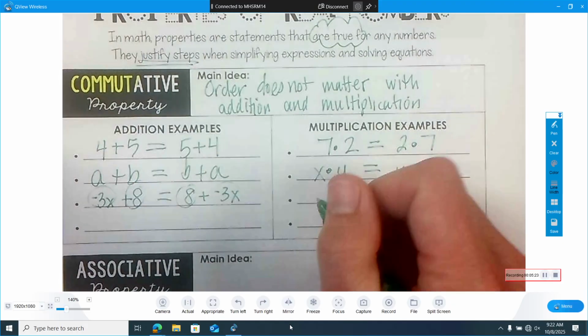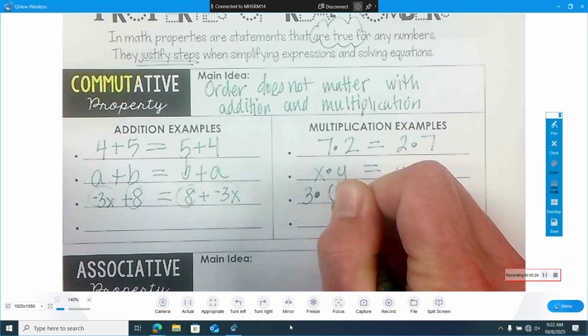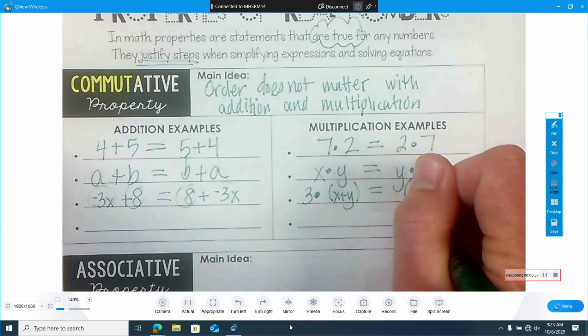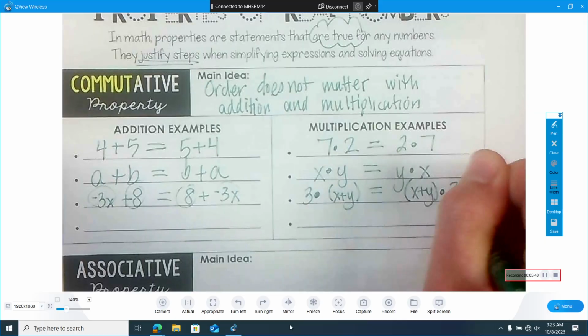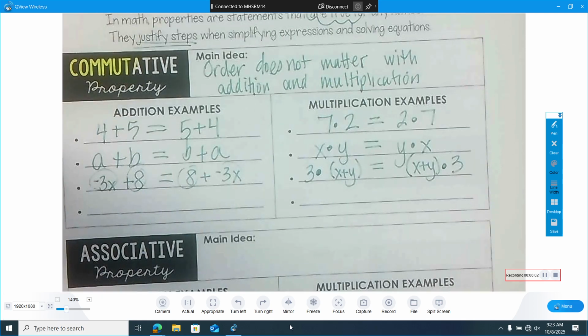This one is kind of interesting. Under multiplication, I might write something like 3 times x plus y. So I have 3 times a group is the same as the group times 3. 3 times the quantity x plus y is the same as the quantity times 3. So all I did is trade places, all right? And that's the commutative property. We're going to get the same answer either way. All right. Questions on the commutative property? All right. Well, it's pretty easy, right?